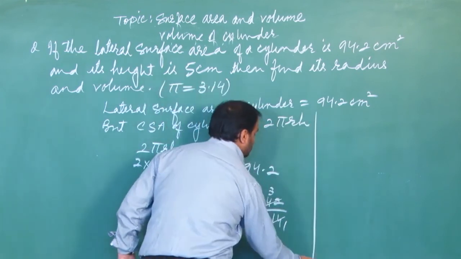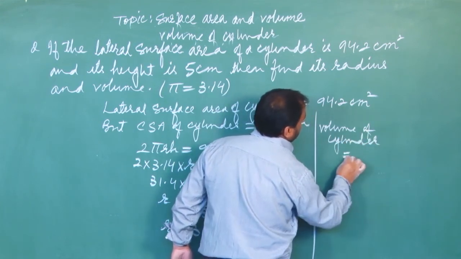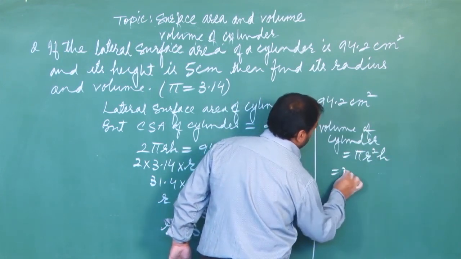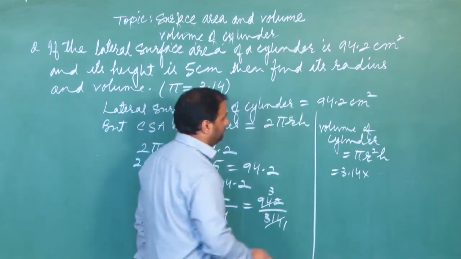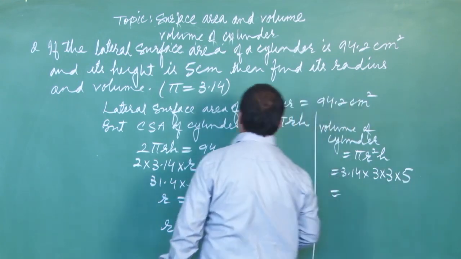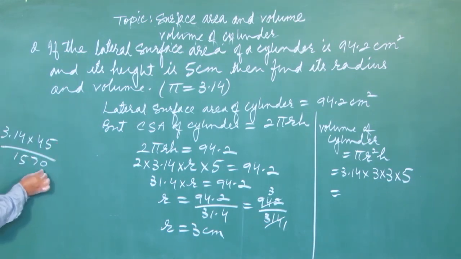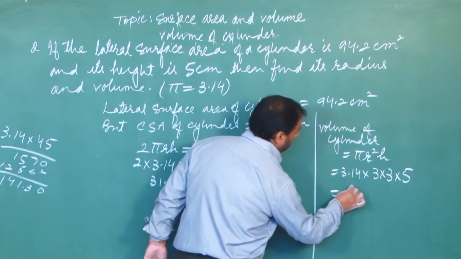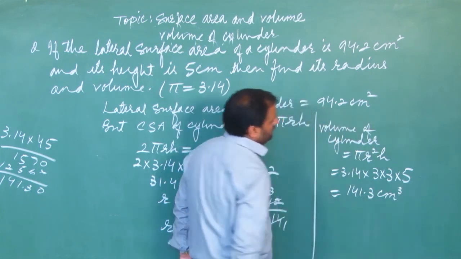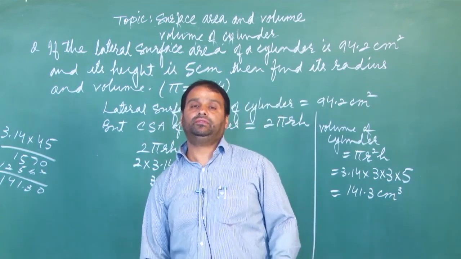Now we can find the volume of that cylinder. The formula for the volume of a cylinder is pi R square H. Pi is 3.14, R we found is 3, to be multiplied twice by itself, and H is 5. So 3.14 into 45 is 141.3 centimeter cube. This is how we can find the volume when the lateral surface area is given, or even when the volume is given, we can find the lateral surface area.